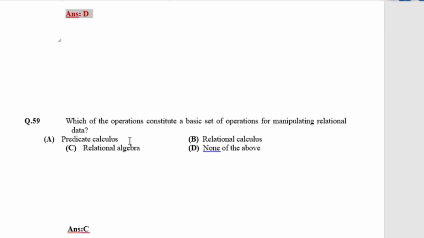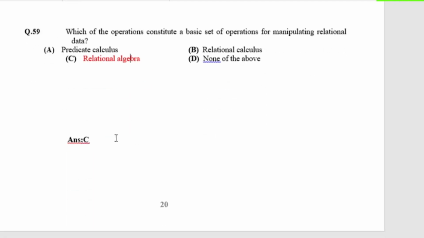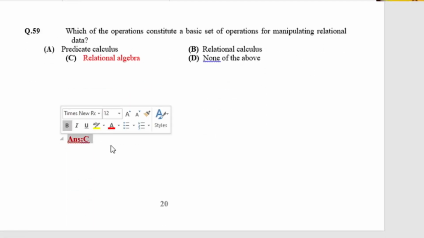A predictive calculus, B relational calculus, C relational algebra, D none of the above. The operation constituting the basic operations of manipulating relational data is called relational algebra. I think you remember it from chapter 5 or 6. Then the possible answer is C.